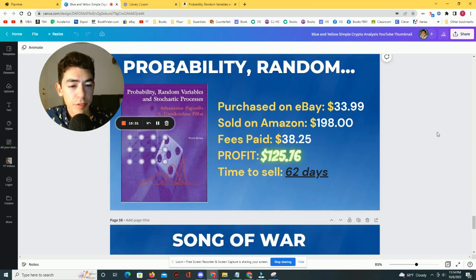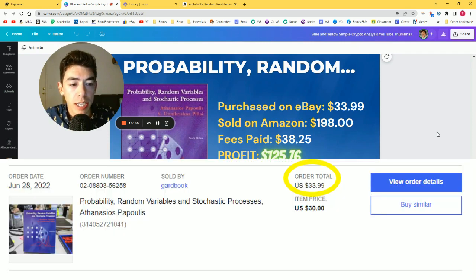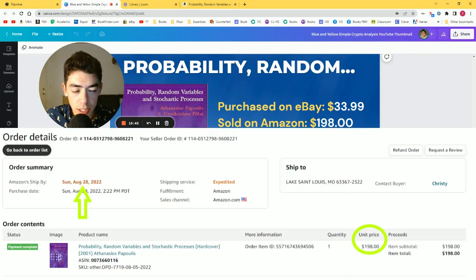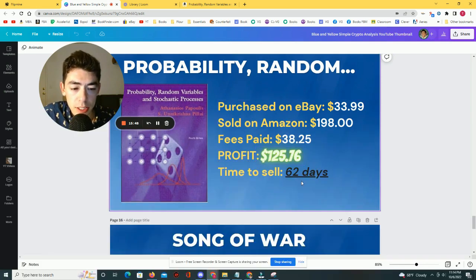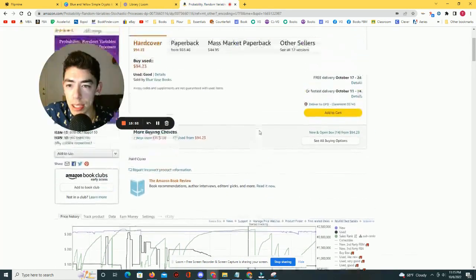All right, the next high tier flip we're going to look at is this probability book. Purchased this on eBay for $33.99. Again, found it using the same rules that I showed you in the beginning of the video on Flipmine. Sold this on Amazon for $198 for a profit of $125, and this took only about 2 months to sell. So this is actually a great flip. Here's the actual Amazon listing here.